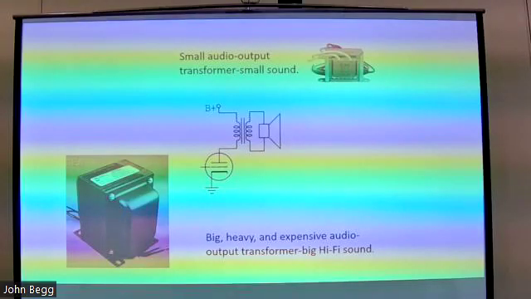Small audio output transformer, small sound. Big, heavy, expensive audio output transformer, big sound. Next.